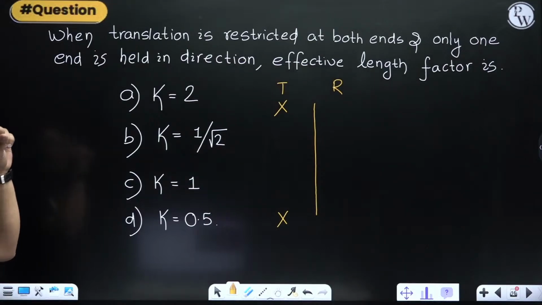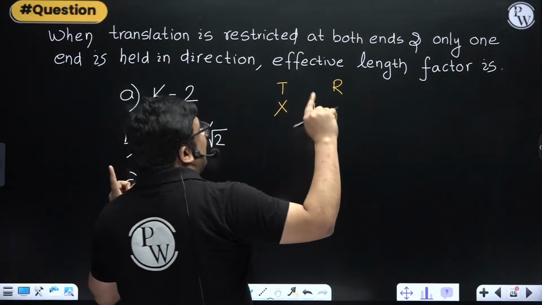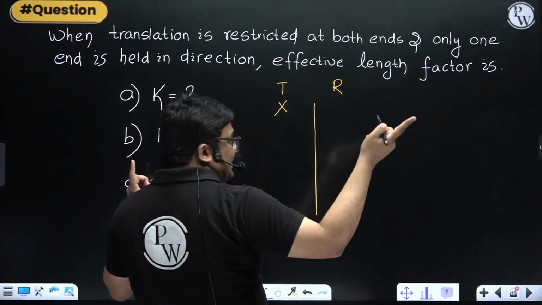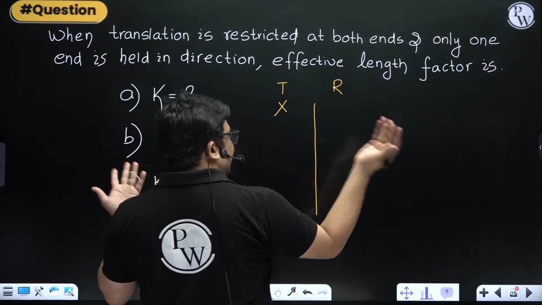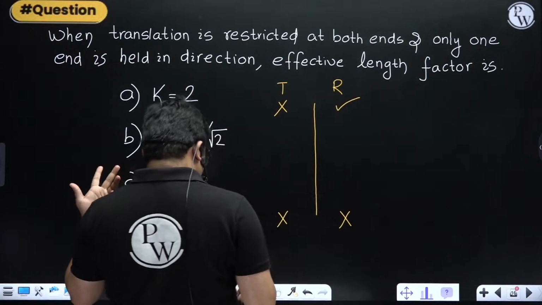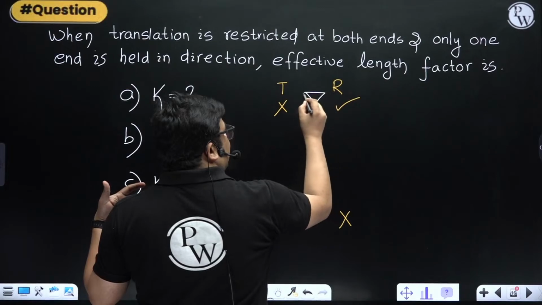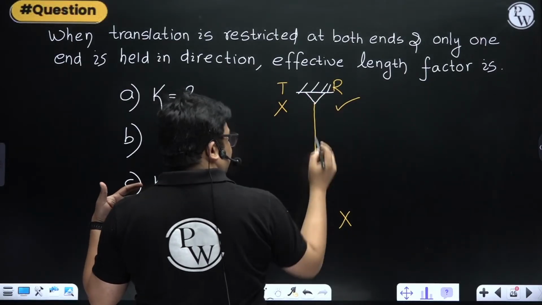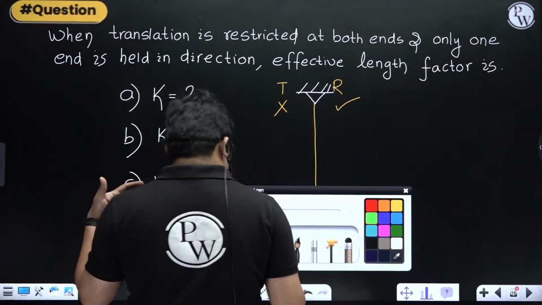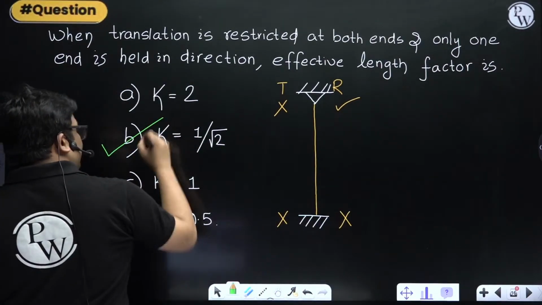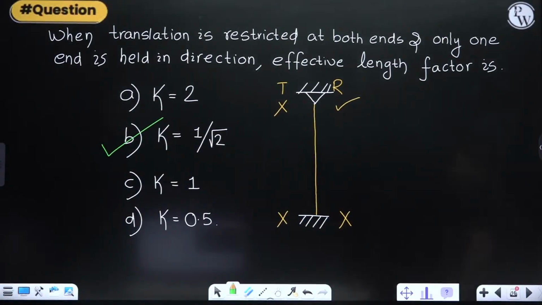So if only one end is held in direction, it means one end is restricted for rotation. So one is restricted for rotation, that indirectly means the other one is allowed. So it is the case of one end pinned and this other end fixed. So in this case, the K is 1 by root 2. Yes. So this can be a 1 mark question in the GATE.